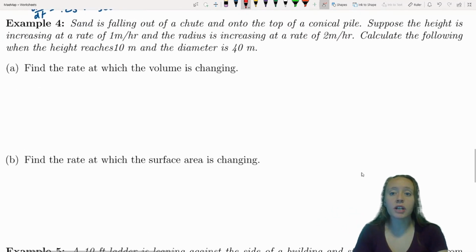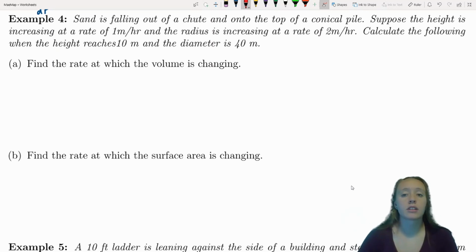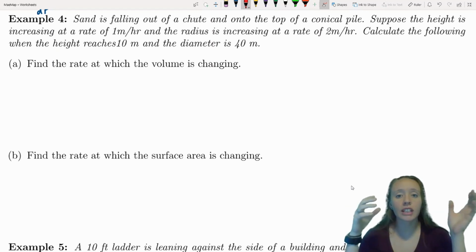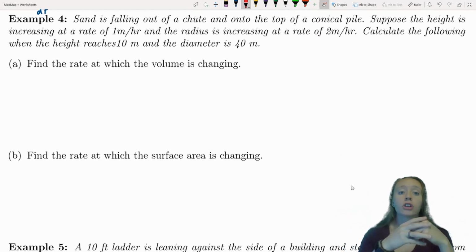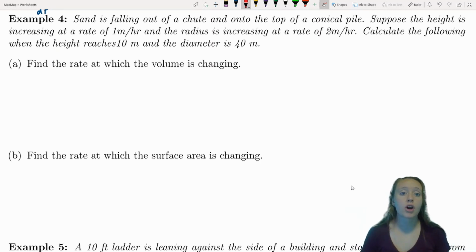And again, this is going to be a 3-dimensional example, except we're switching up the figure. Now we have sand falling out of some chute and onto the top of a conical pile. So we're dealing with a cone. Suppose the height is increasing at a rate of 1 meter per hour and the radius is increasing at a rate of 2 meters per hour. We're going to be calculating the following when the height reaches 10 meters and the diameter is 40 meters.